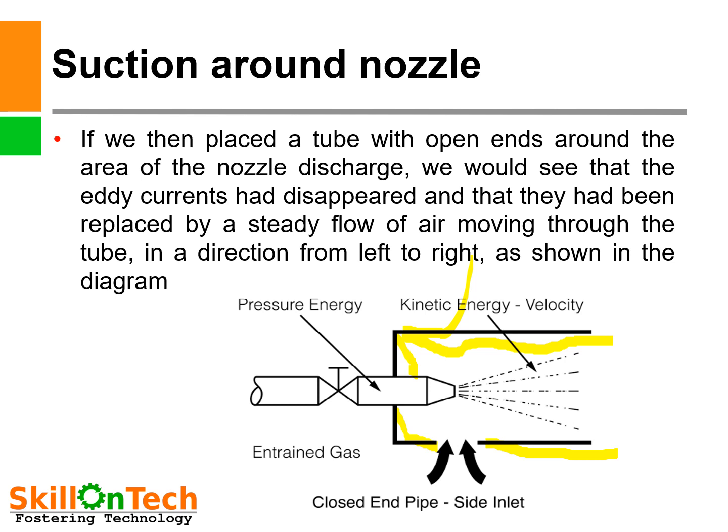We would see that the eddy currents have disappeared and have been replaced by a steady flow of air moving through the tube in a direction from left to right, from here to here, as shown in the diagram. Here the pressure energy is converted into kinetic energy, and due to the pressure drop a vacuum is created and gases enter from here and start to flow along the jet.